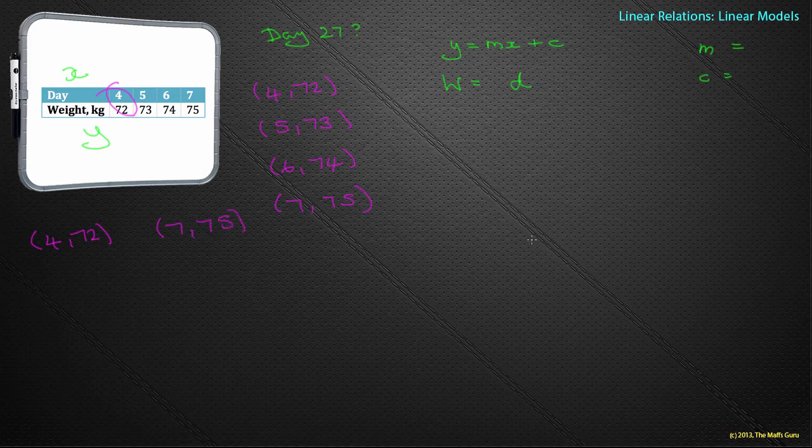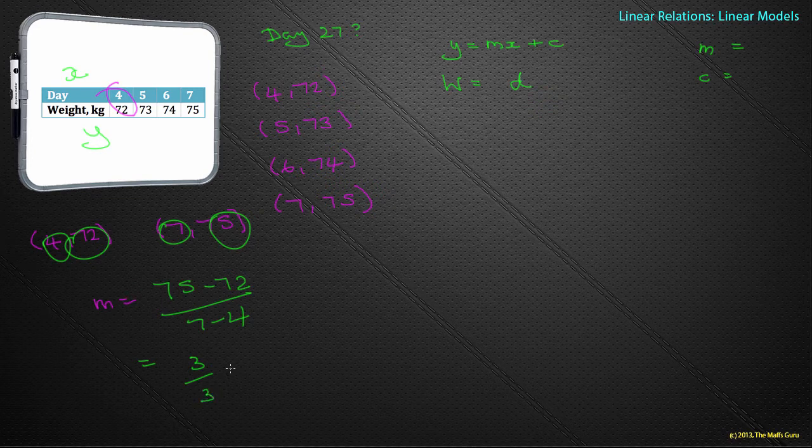Right, so m is equal to rise over run, or more importantly, the difference in y coordinates. So 75 minus 72 divided by 7 minus 4. Well, 75 minus 72 is 3, and 7 minus 4 is 3, so my gradient works out to be 1. There you go, gradient is equal to 1.